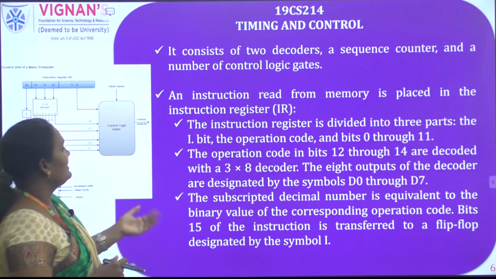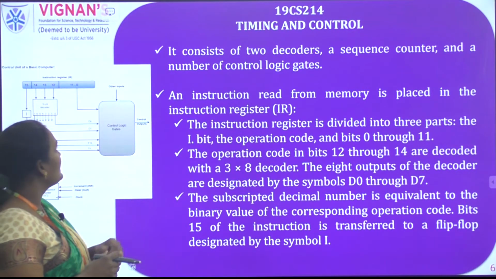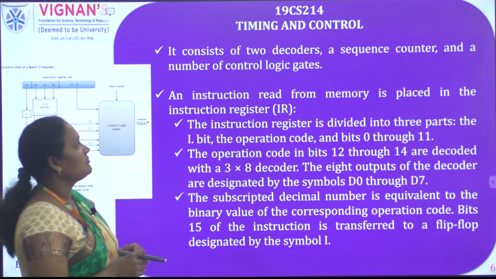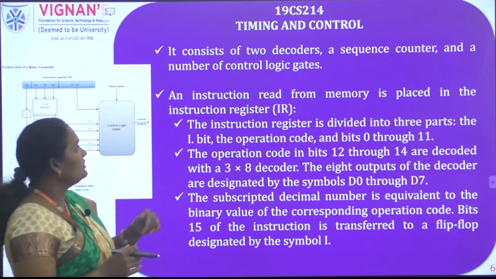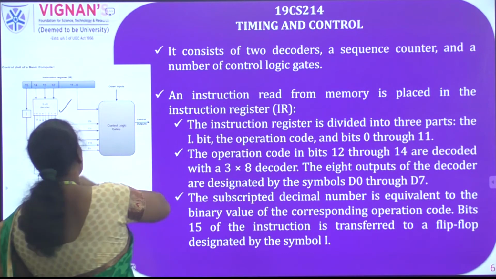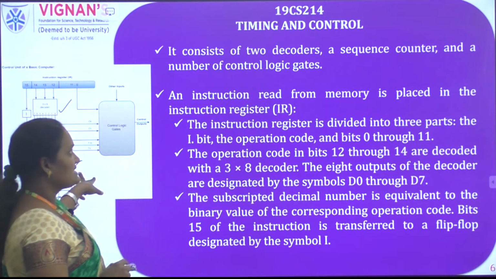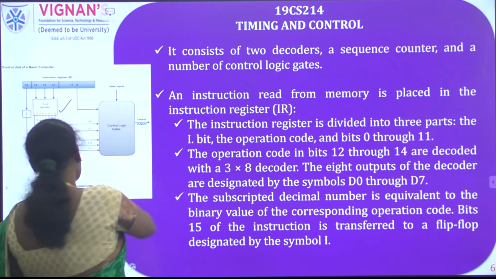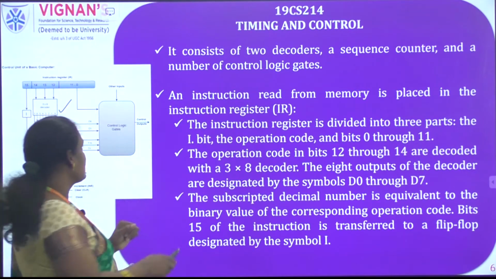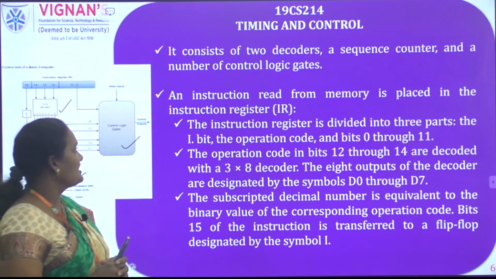Here, I provided the description about the control unit of basic computer. Now here it consists of 2 decoders, a sequence counter, and a number of control logic gates. It is having 2 decoders: one is the 3x8 decoder and the other is the 4x16 decoder, and it is having a sequence counter. Here this is the sequence counter and a number of control logic gates to implement various micro operations.